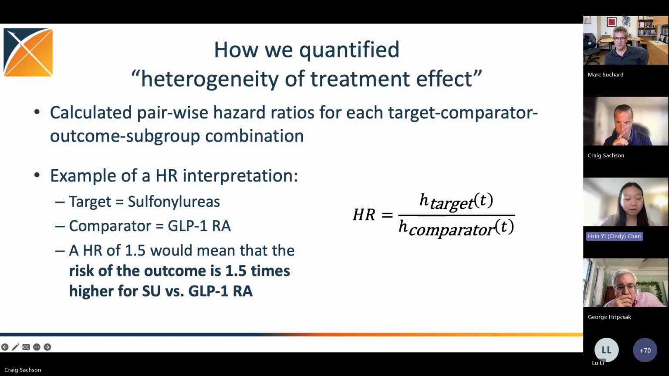Briefly, for those of you who are not familiar, a hazard ratio is where you compare 2 different drugs in this case. So a target drug, which I'm calling sulfonylureas, and a comparator drug, which I'm calling GLP-1s. And then you'll get some hazard ratio for an outcome. Let's say the hazard ratio was 1.5, then what you would say is that the risk of the outcome is 1.5 times higher for the target versus the comparator.